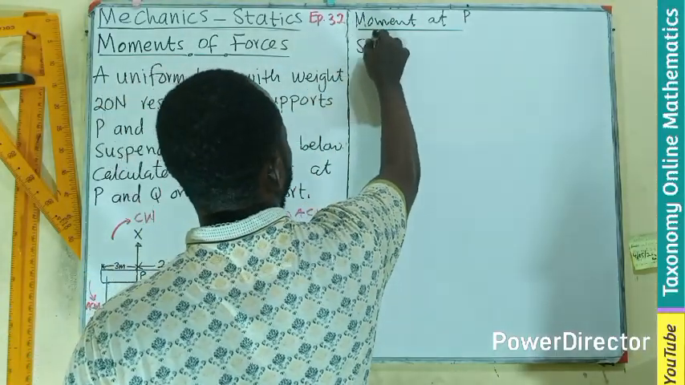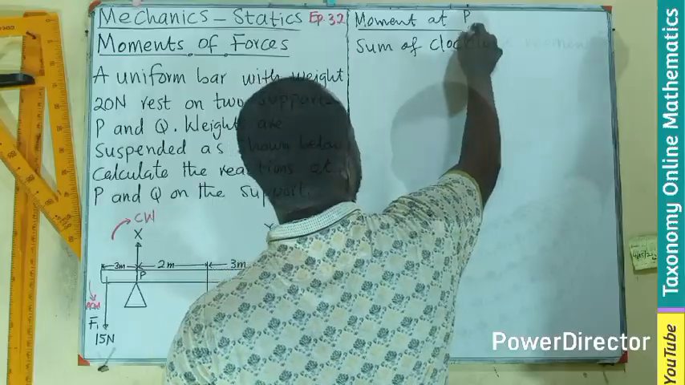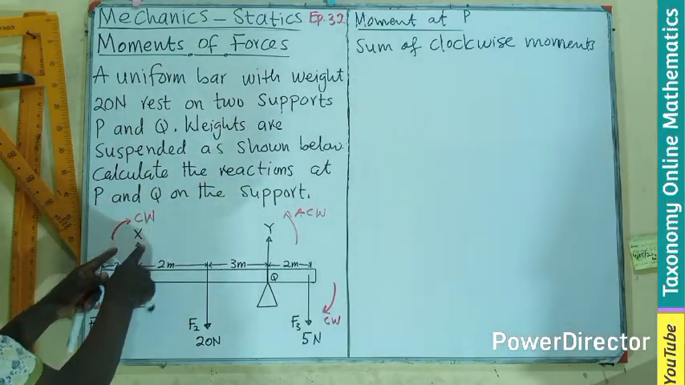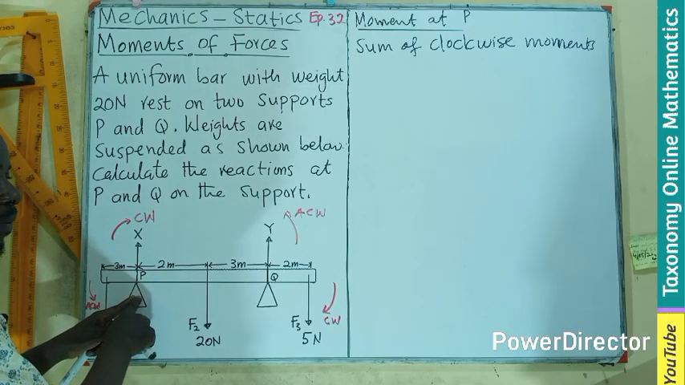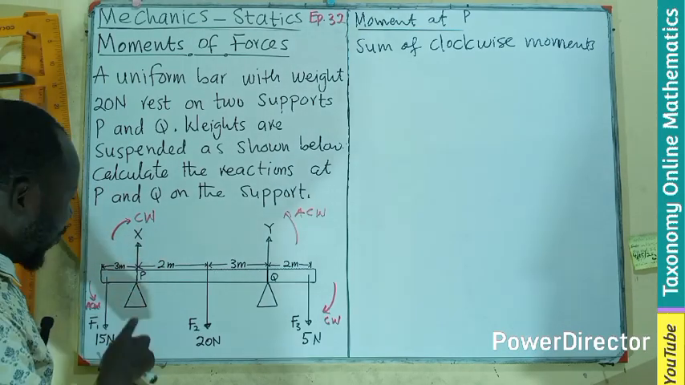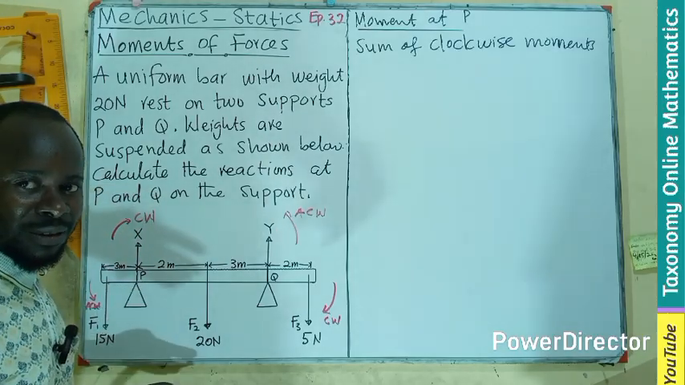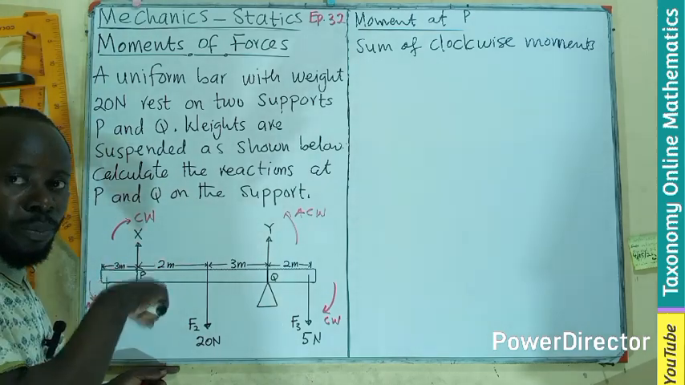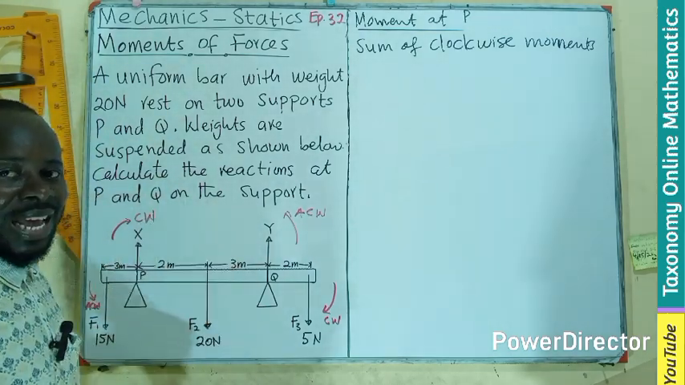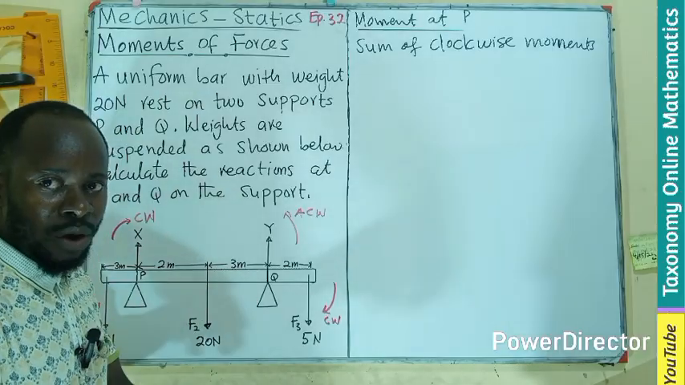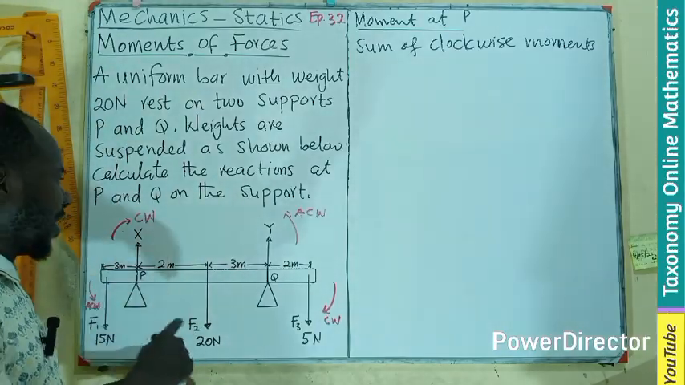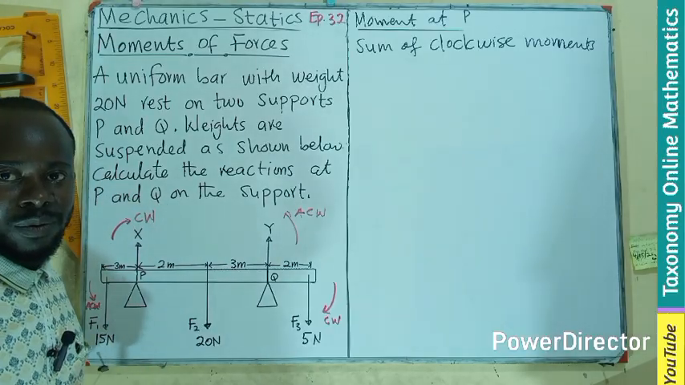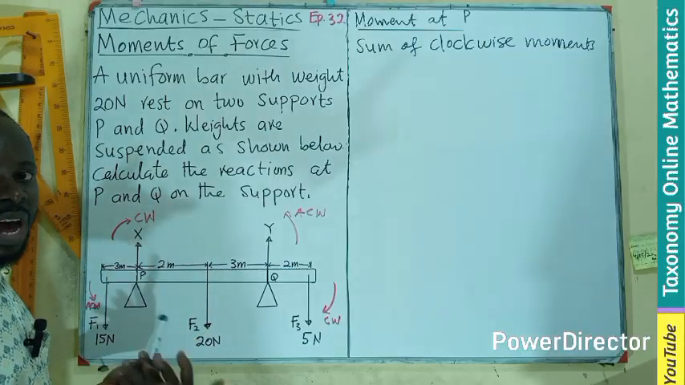Let's find out the sum of clockwise moments. Which ones are going to be clockwise? As we are picking P, remember that the force is X. So what will be the distance of X from the support? It is 0. You don't have any perpendicular distance because that is where the force is and that is where the support is, the line of action is taking place here. So this clockwise moment is going to be 0 times X. So we don't have any other value.